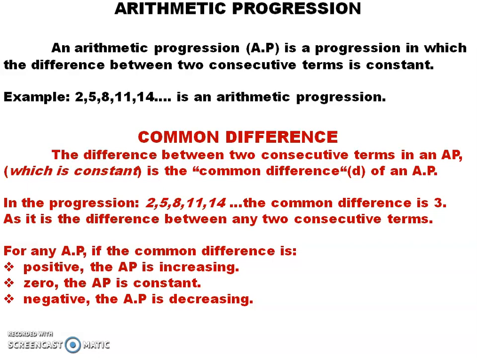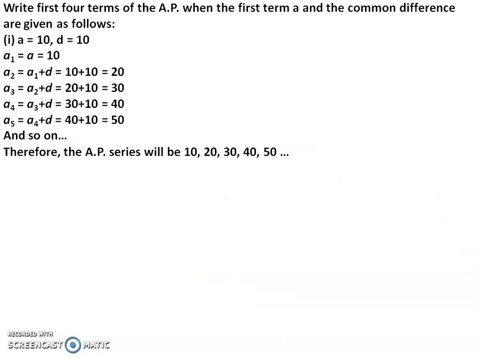Okay, let's see what the exercise was based on this basic concept of arithmetic progression. Write the first 4 terms of the AP when the first term A and the common difference are given. You are given the first term and common difference. How will you get the AP? Just add the common difference to the first term.